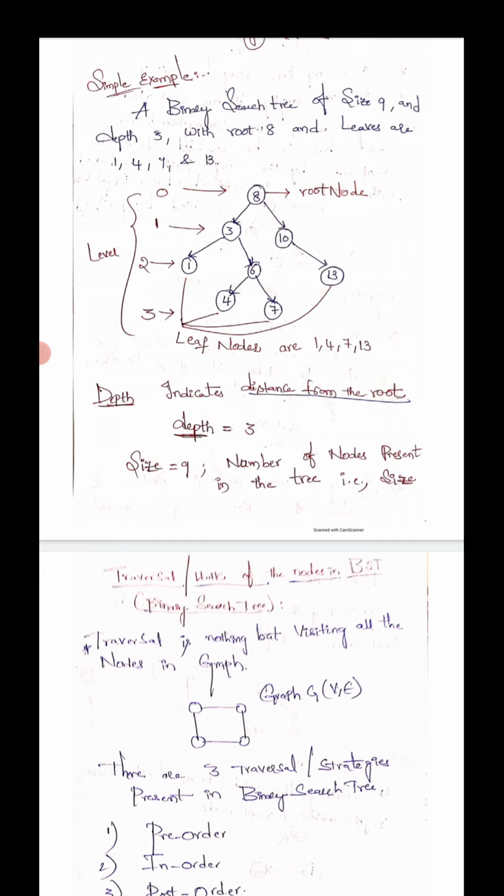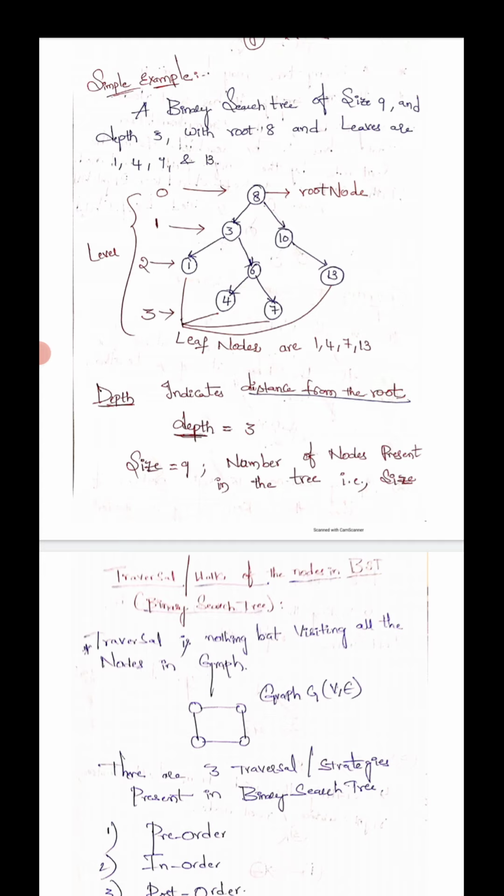Depth in the sense indicates distance from the root node. The depth will be given in the question, depth will be assigned to 3 with root node 8. Okay, the root node is to be considered as 8, and the leaves, in the sense the last final leaf nodes, are 1, 4, 7 and 13.